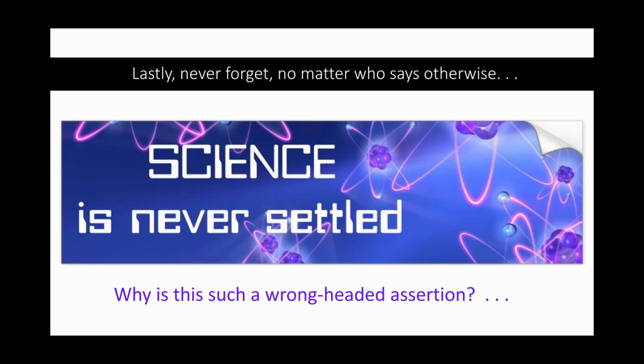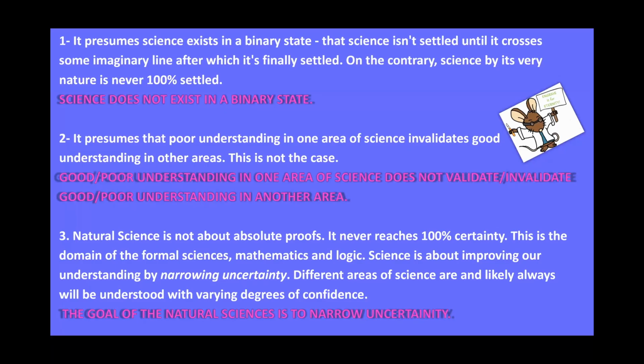And this year, I'm going to do you the favor of summarizing each of our 3 big points into one little sound bite or a little chunk that you can keep in your head and maybe memorize a little more easily. So there's our little engrave it for eternity, guys. So this is one of my points to keep forever. This concept that science is settled is wrong because 1, it presumes science exists in a binary state, that science isn't settled until it crosses some imaginary line after which it's finally settled.